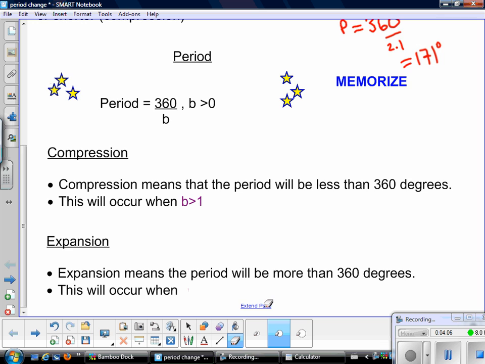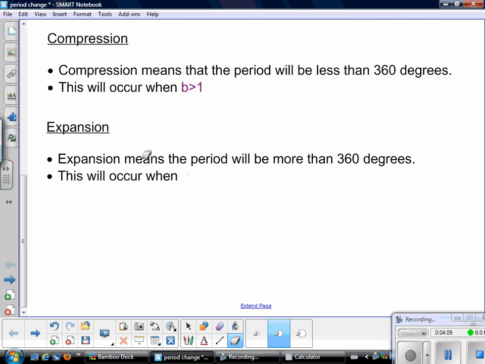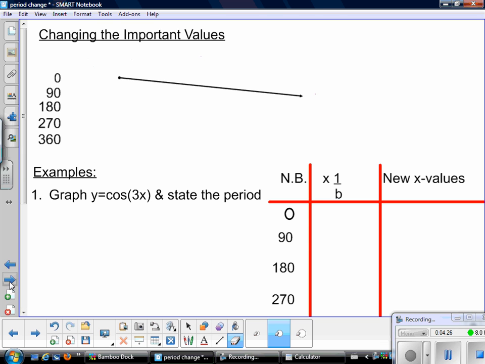Conversely, expansion happens when the period is more than 360 degrees, and that occurs when we have the b value between 0 and 1. Notice b is not a negative value, it's a positive value between 0 and 1. Okay, so let's take a look at what I have to do in order to graph it. All the other transformations we've done so far haven't changed those important x values, the 0, 90, 180, 270. Those are important, and actually that's short form for important.